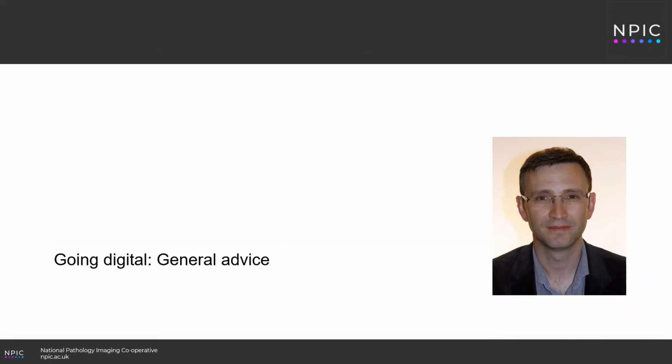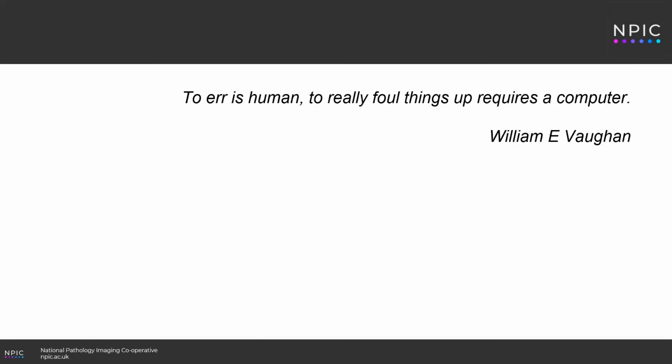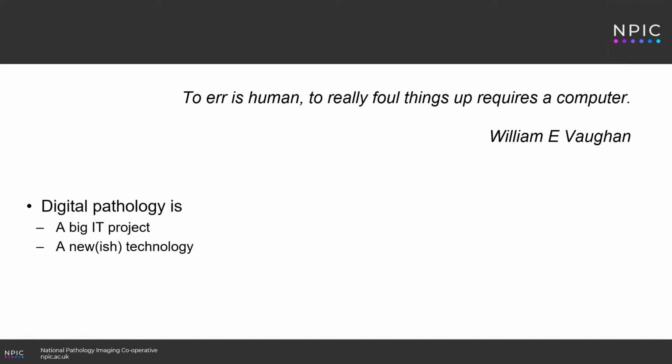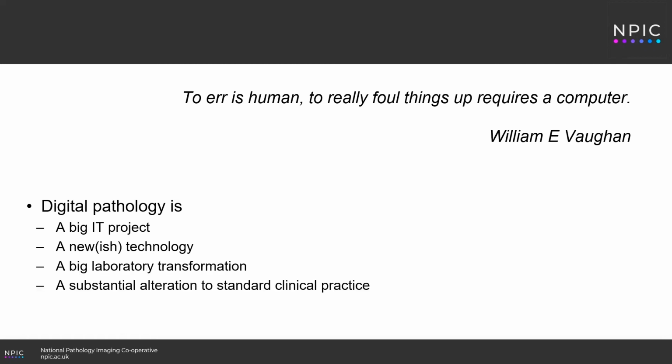So, based on our multiple generations of digital pathology scanning over 18 years, this is our general advice about going digital. I did training as a computer programmer in the early stages of my career, and in software engineering we have a phrase that to err is human and to really foul things up requires a computer. And that is one of the key principles of my approach to digital pathology. So, digital pathology is a very big IT project, a new technology, a big transformation of your lab, and a substantial alteration to how we practice pathology currently. And as Bethany says, what could possibly go wrong?